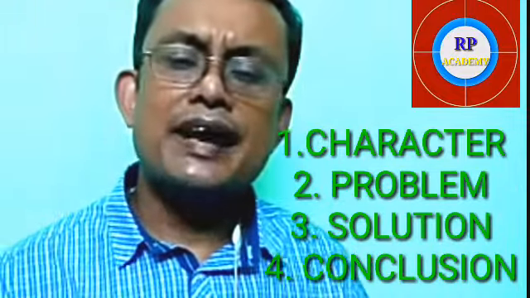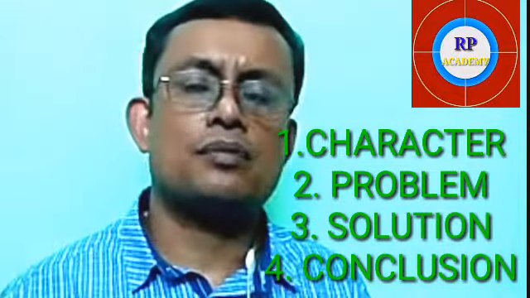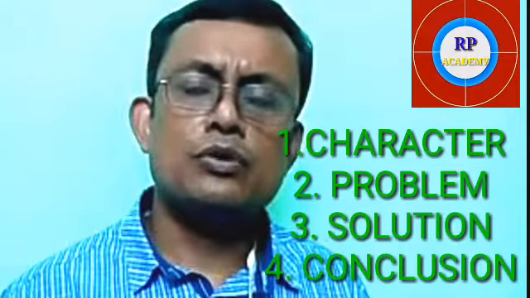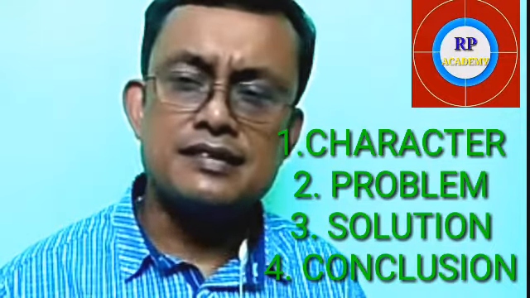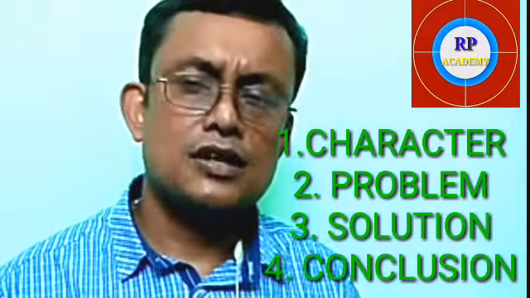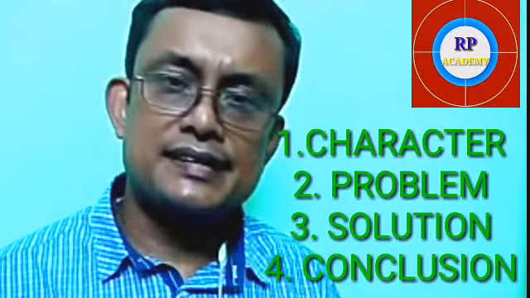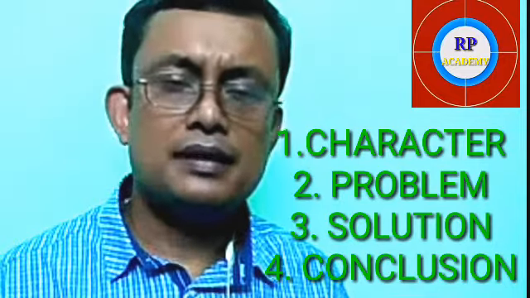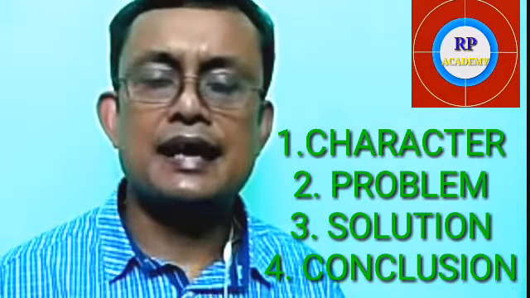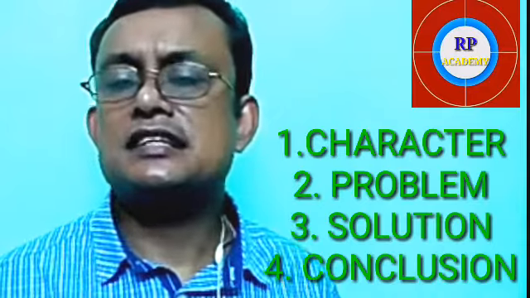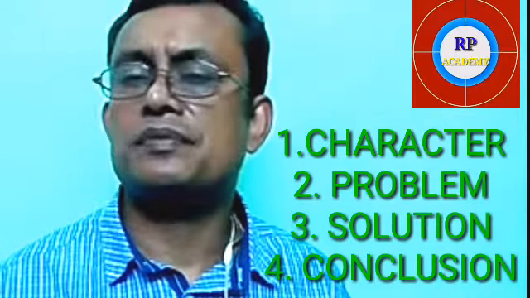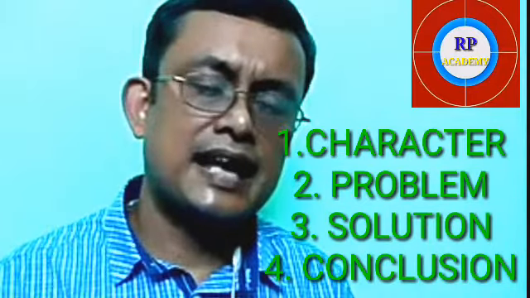Now, while we are writing a story, we must find 4 elements from the story. Basically, we get some outline, we get some hints, and depending upon the hints, we must get 4 elements. Number 1, character. Number 2, problem. Number 3, solution. And number 4, conclusion. These 4 are the basic elements of the story. First one is the character.